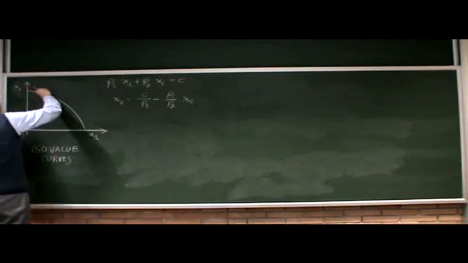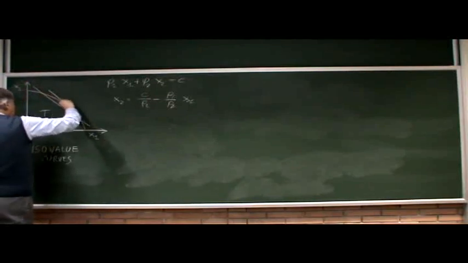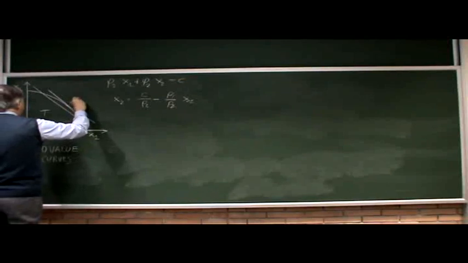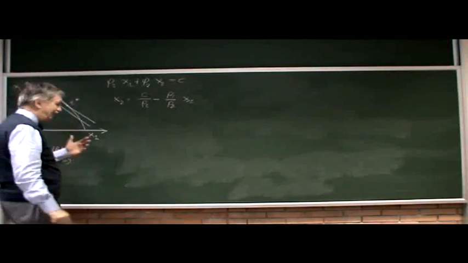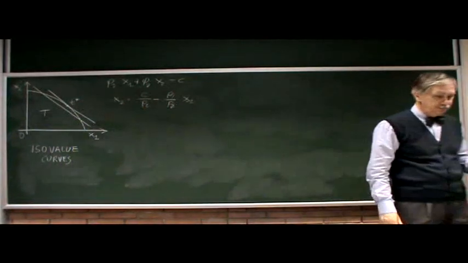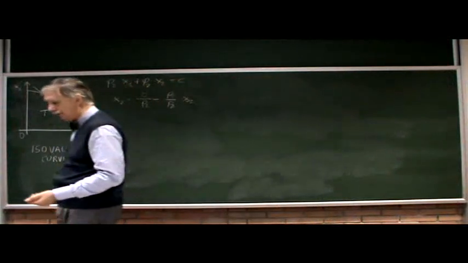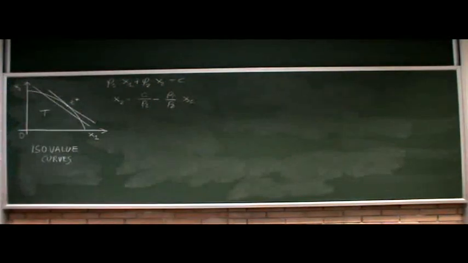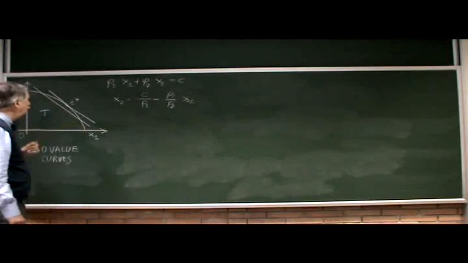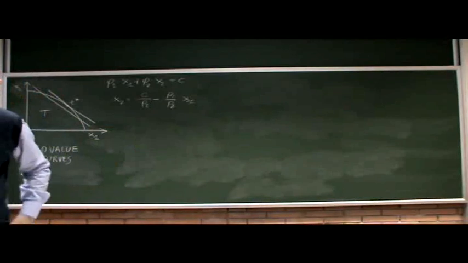So you have some lines like these. The theorem we obtained a moment ago tells us that T star belongs to the highest iso-value line, because it maximizes at the price system P star the total value of available resources. Is it clear?